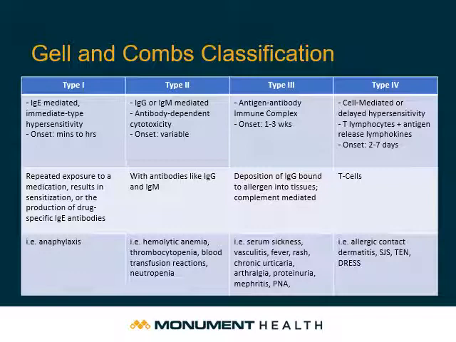So type 4, again, is cell mediated or delayed hypersensitivity involving those T lymphocytes plus antigen releasing lymphokines. Onset is about midweek to a week, so 2 to 7 days. You're thinking T cells, and then you're going to think more along the lines of SJS, TEN, DRESS, contact dermatitis, and things like that.